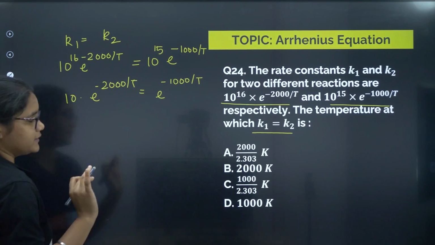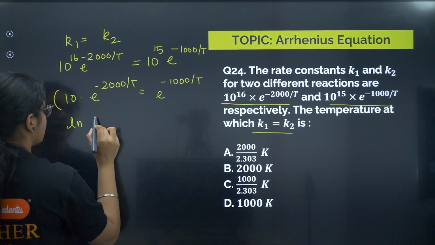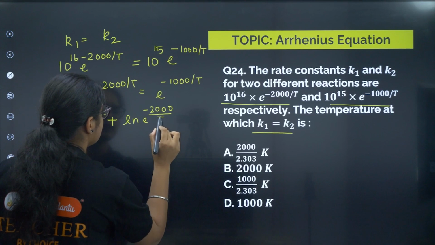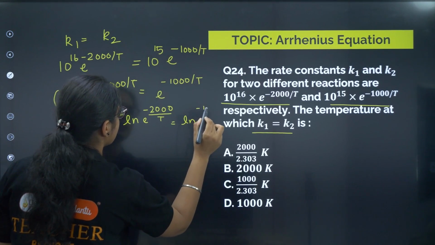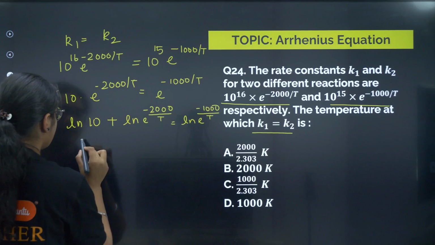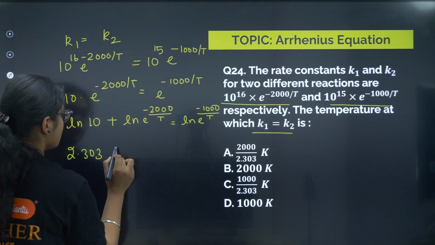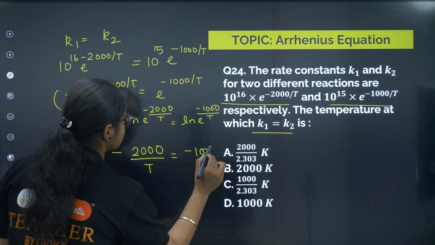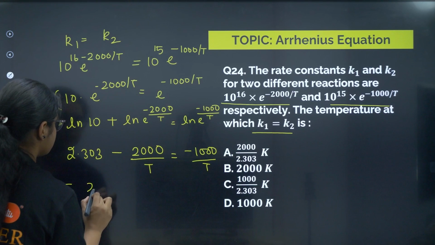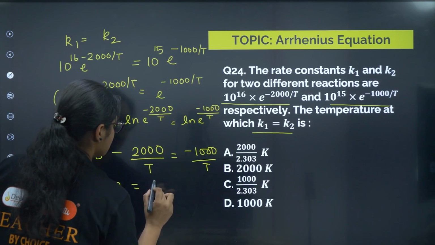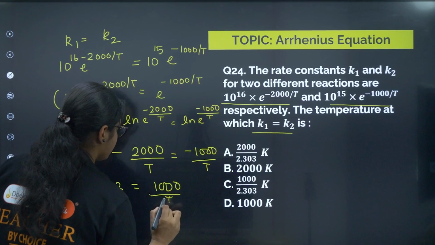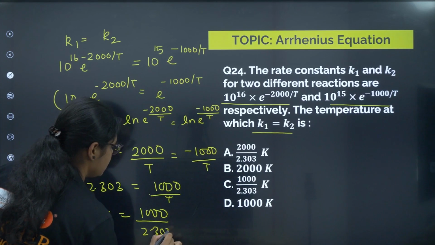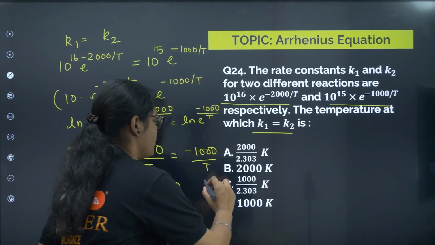Now take ln on both sides. So I'll take ln of this part, that is ln of 10 plus ln of e to the power of minus 2000 by T is equal to ln of e to the power of minus 1000 by T. So ln of 10 is 2.303, plus this one I can write minus 2000 by T, and this one can be written as minus 1000 by T. Now if I solve this equation, I'll get 2.303 is equal to 1000 by T, or I can get T equal to 1000 by 2.303 Kelvin. So the correct option for this question is option number C.